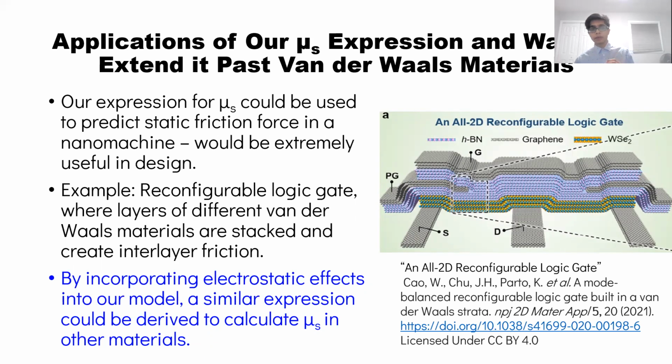And our expression for mu s could be used anywhere where van der Waals materials are stacked and create interlayer static friction. This would be very useful for an engineer that is designing the nano machine, as it would allow them to predict the maximum static friction force in the nano machine. A concrete example of this is a reconfigurable logic gate, where different layers of van der Waals materials like graphene and hexagonal boron nitride are stacked, which creates interlayer static friction. But that's not all. If we were to incorporate electrostatic effects into our model as well, a similar expression could be derived that calculates mu s in other materials as well.